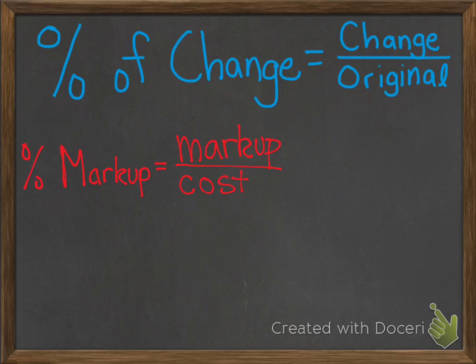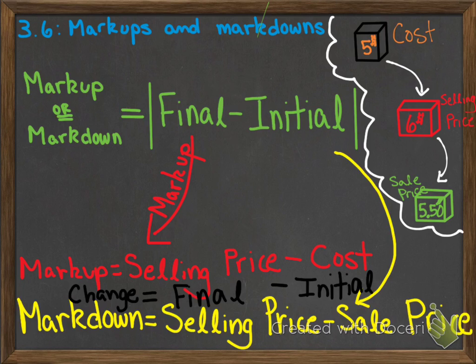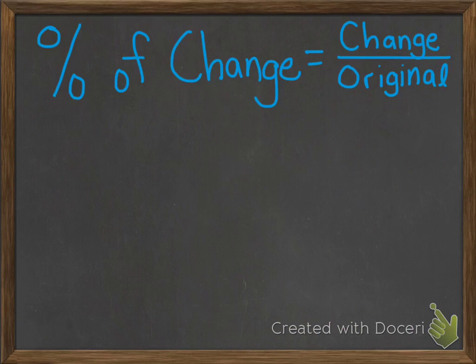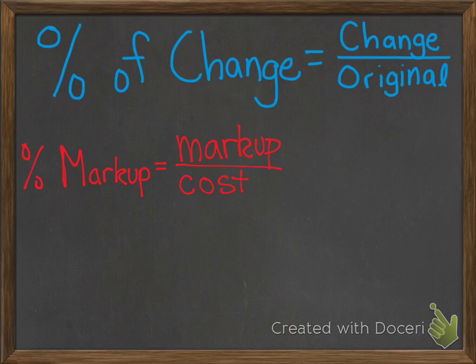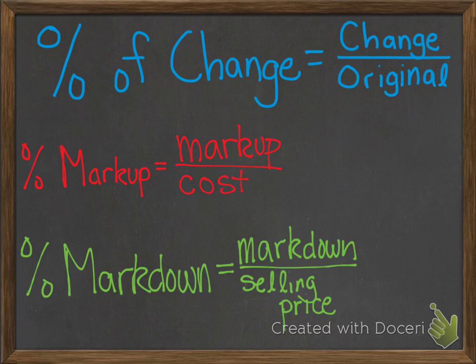So for percent markup, we're going to use the information we have from the previous page. Markup is selling price minus cost. So for percent markup, we're going to find whatever that markup number is, that selling price minus cost, and we're going to divide it by the cost, or the original amount, okay? For percent markdown, we're going to use all that information from the previous page. Markdown is selling price minus sale price, okay? So we'll get some number for markdown, some dollar amount, and we're going to put it over the selling price.